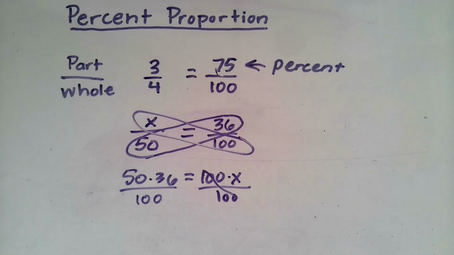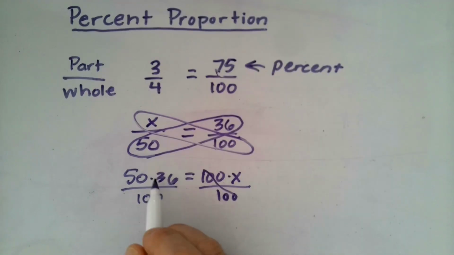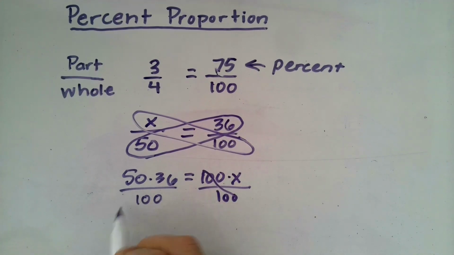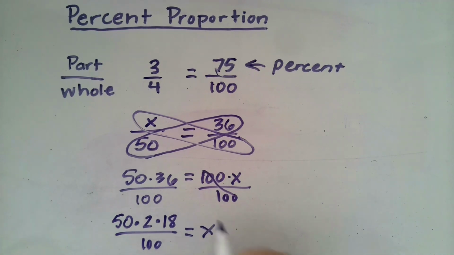Now, guys, I'm going to teach you a shortcut for solving multiplication problems like this. You can rewrite this top part, factoring out 2 from this 36 so that we end up with 100 on top. So if we rewrote it as 50 times 2 times 18 over 100 equals x, you would say, I know 50 times 2 is 100, and 100 divided by 100 is just 1. So you would say 18 equals x.